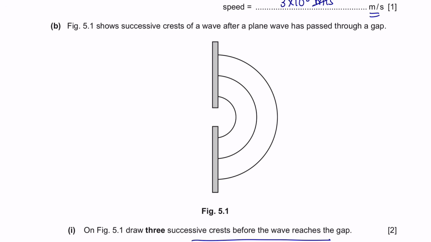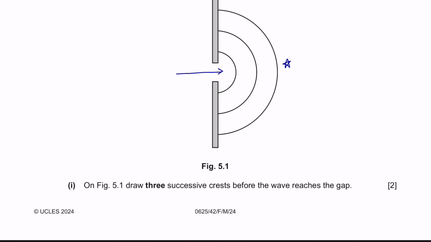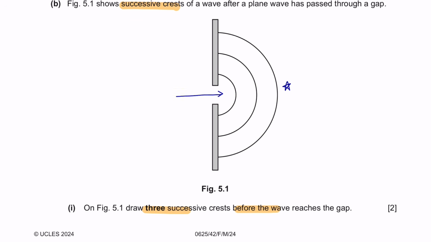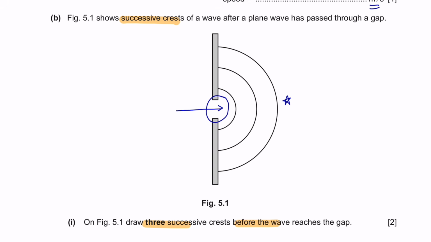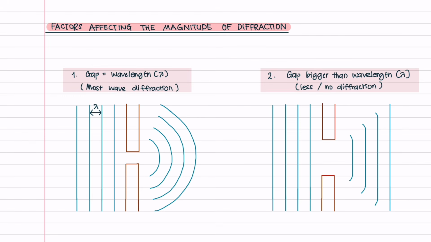Next, question B. Figure 5.1 shows successive crests of a wave after a plane wave has passed through a gap. So the wave has passed through the gap, and this is what we observe. On figure 5.1, draw 3 successive crests before the wave reaches the gap. Okay, when waves go through a gap, they will be diffracted. You must know the factors that affect the magnitude of diffraction.